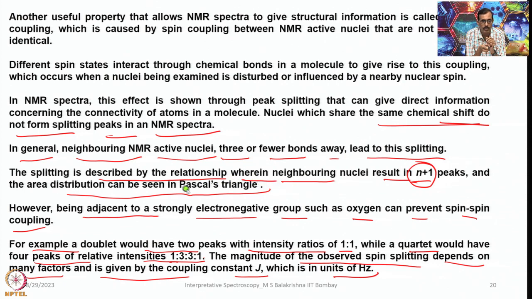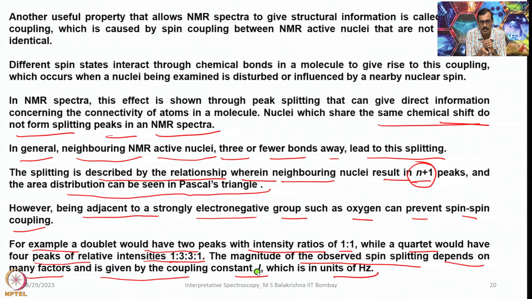For I equals 1/2, we have one Pascal triangle. For I equals 1, we have a totally different Pascal triangle, and we have to use yet another one when I equals 3/2 or 5/2. However, being adjacent to a strongly electronegative group such as oxygen can prevent spin-spin coupling between two neighboring groups where we have protons. For example, a doublet would have 2 peaks with an intensity ratio of 1:1, while a quartet would have 4 peaks with a relative intensity of 1:3:3:1, or a triplet with a relative intensity of 1:2:1.